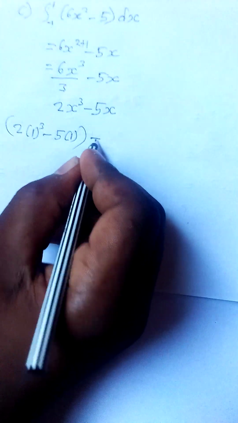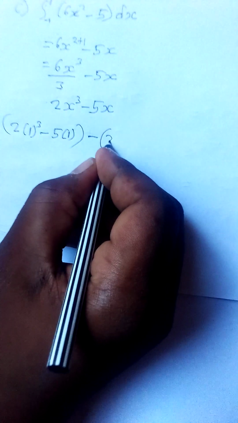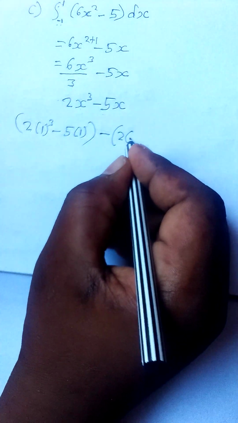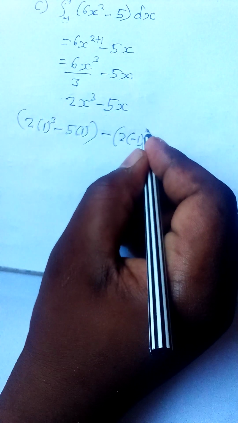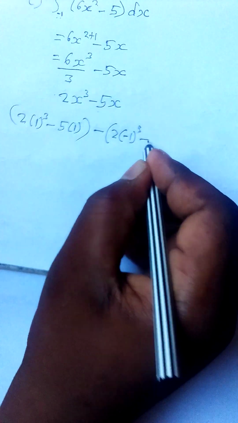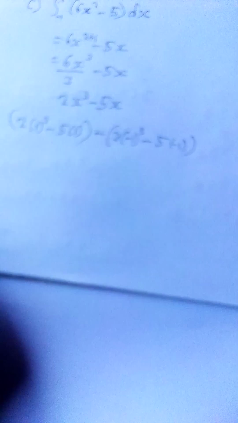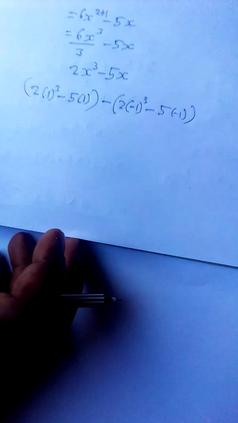Then we say minus, again open bracket. This same answer that you got there, you are now going to use it again here. 2 open bracket, where there's x you replace with -1, the number which is down there. So we say -1 to the power 3 minus 5, again we replace by -1, and we close like that. After that we are going to start solving this.